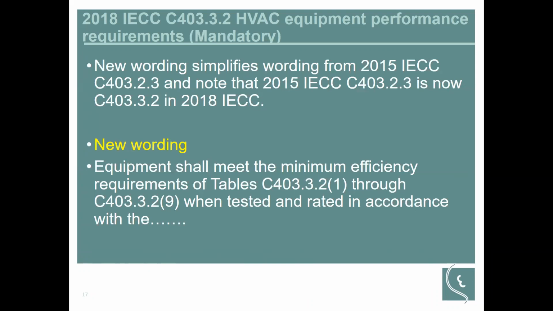So the new wording, equipment shall meet the minimum efficiency requirements of tables C403.3.2, table 1 through table 9 when tested and rated in accordance with the rest of that sentence. So what this does is it really does reference the efficiency tables that have been simplified. Instead of calling out each table individually, first through the last table are called out. So it's just a rewording that simplifies the presentation of the same information that was in the 2015 IECC.